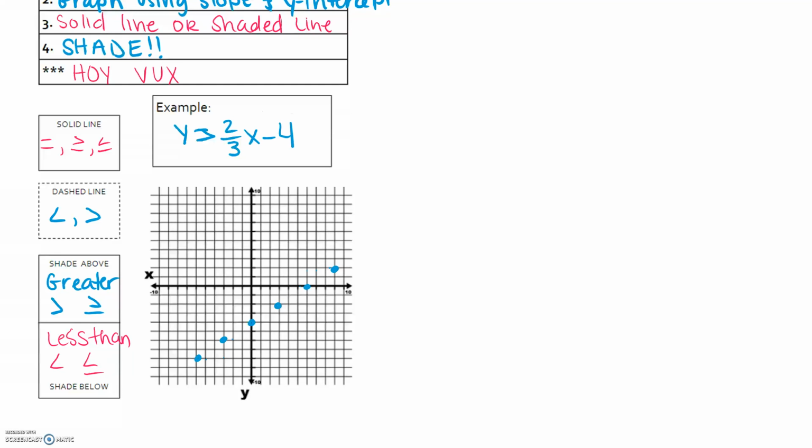Now it is greater than, there's a funky looking greater than sign, let's fix that. It's not a solid line because it is not equal to. It is a dashed line because it is just a greater than symbol. So I'm going to draw a dashed line going through my points. Make sure to put arrows on the ends. Then am I going to shade above or below? A greater than tells me to shade above.